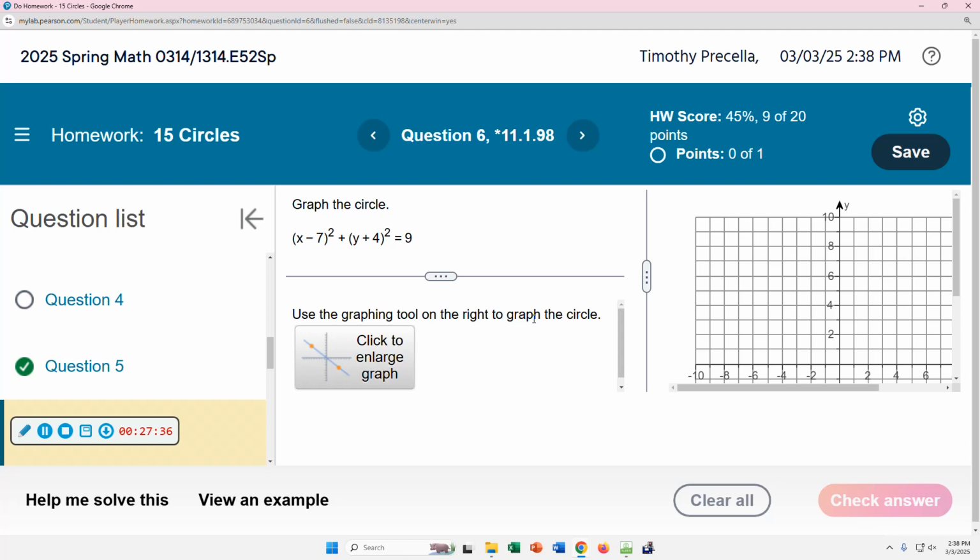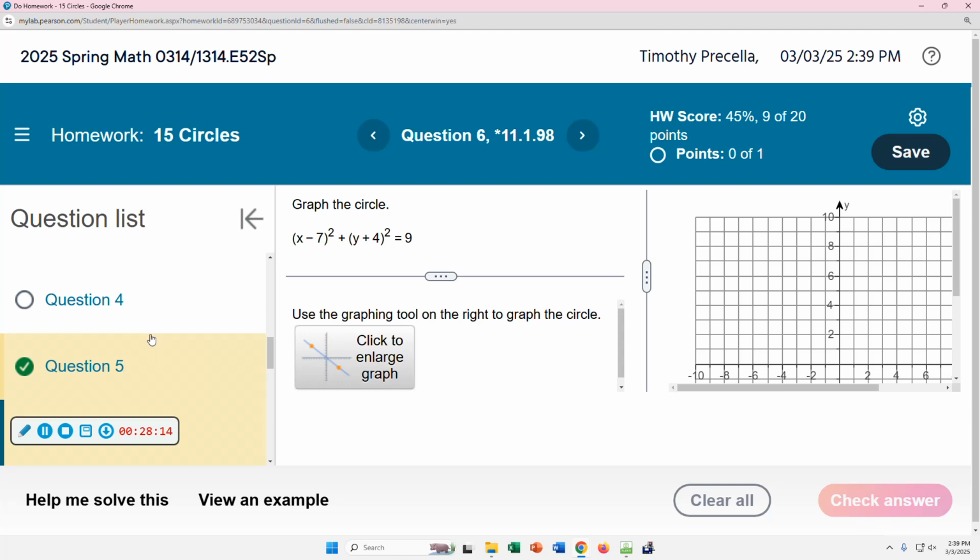Number 6. Oh, look at this. I warned y'all this was coming. They want us to graph the circle, but they didn't tell us the center and the radius. You gotta have the center and the radius if you're gonna draw a circle. So this is number 6: (x minus 7) squared plus (y plus 4) squared is equal to 9.